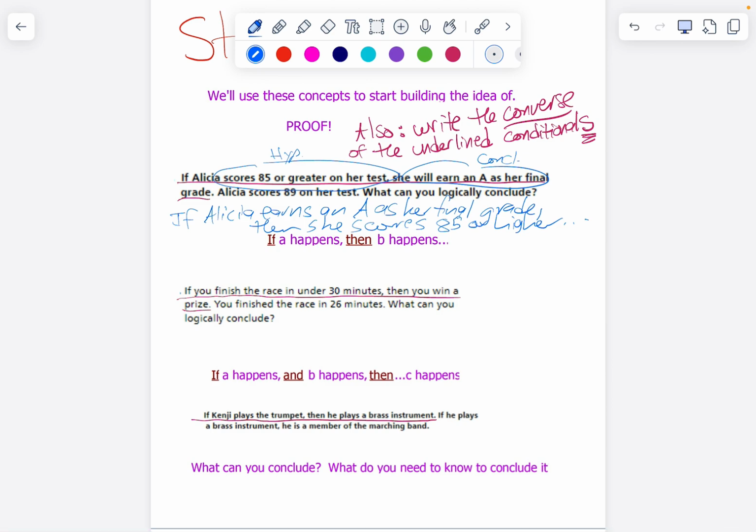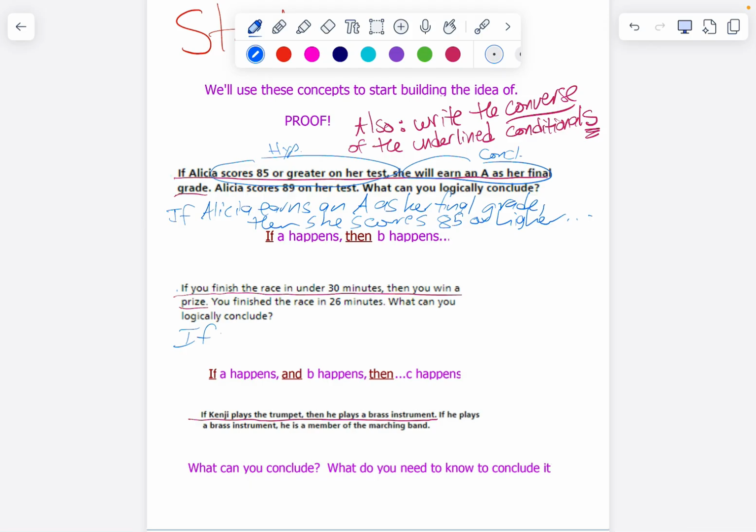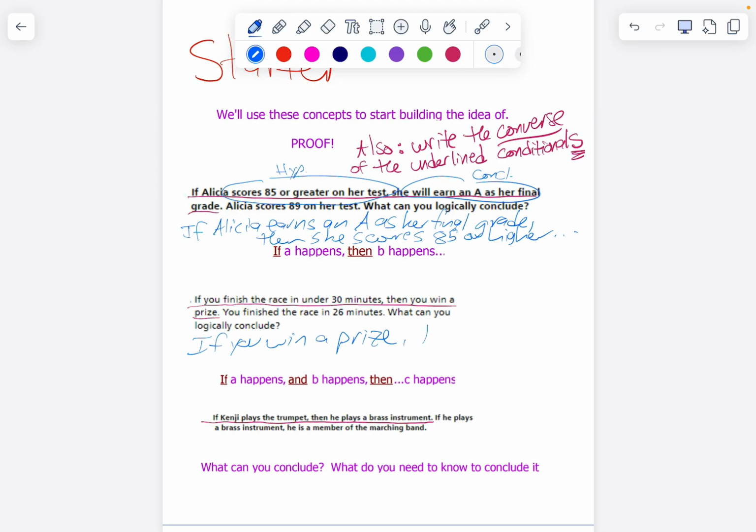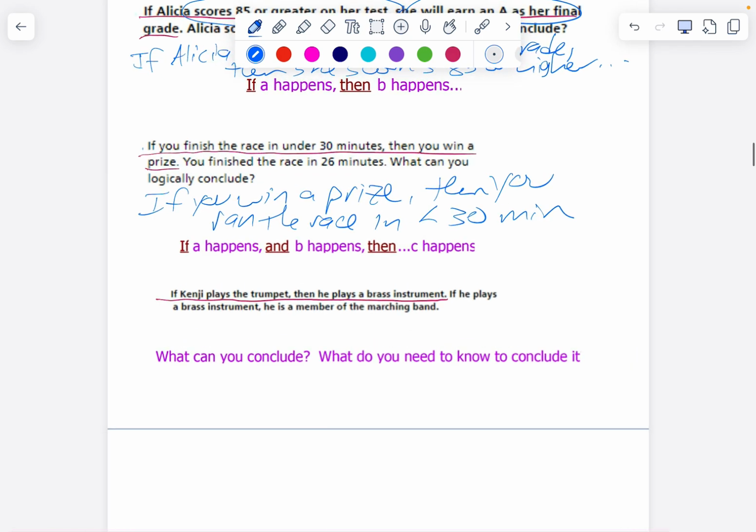If you finish the race in under 30 minutes, then you win a prize. So if you win a prize, and of course this is specifically talking about this race. If you win a prize, then what? Okay. Raise your hand if you got that one. Few of you. The rest of you study this stuff tonight, please. This will be on your test, your next test, or quiz, I guess we'll call it. It will be on there, so make sure you're studying it. Specifically like what we're doing here.